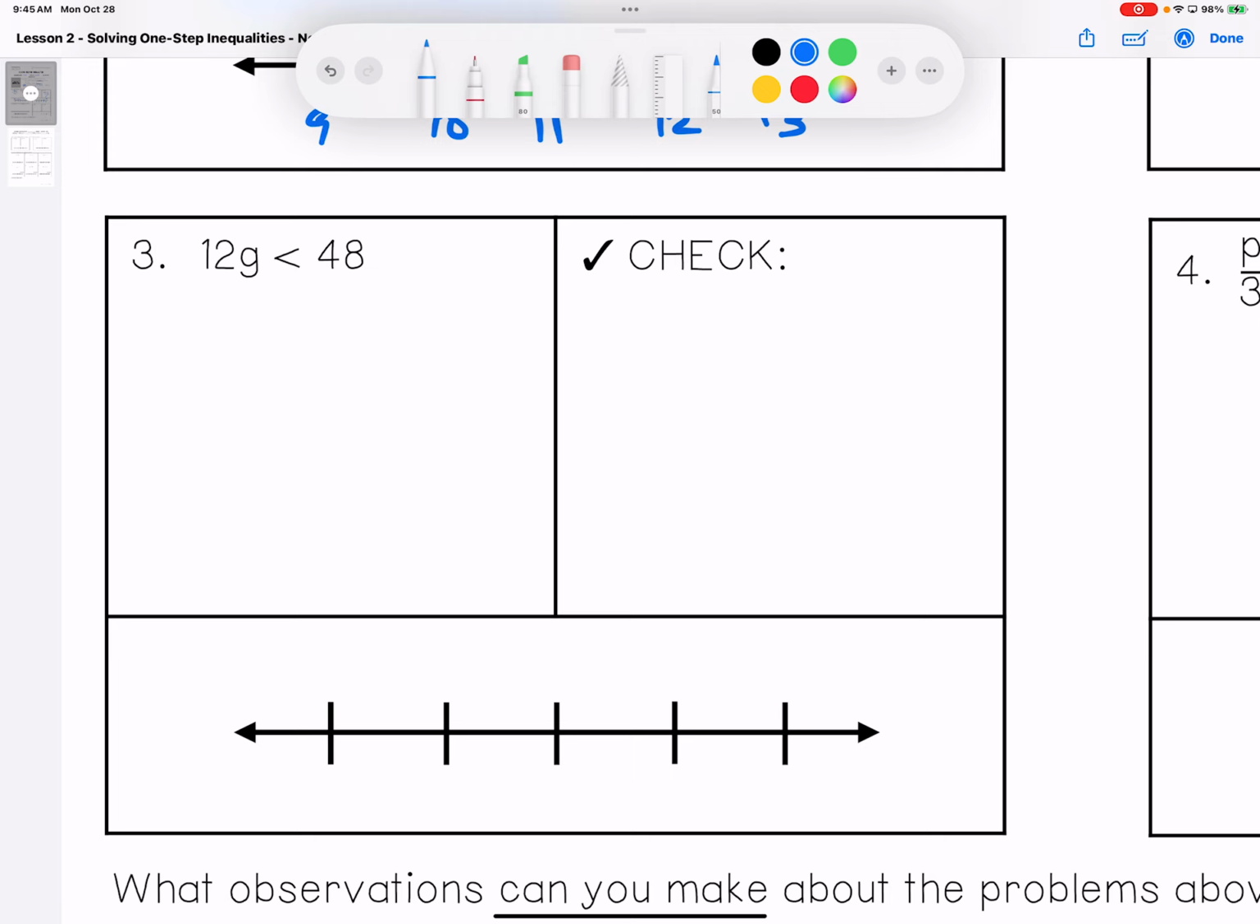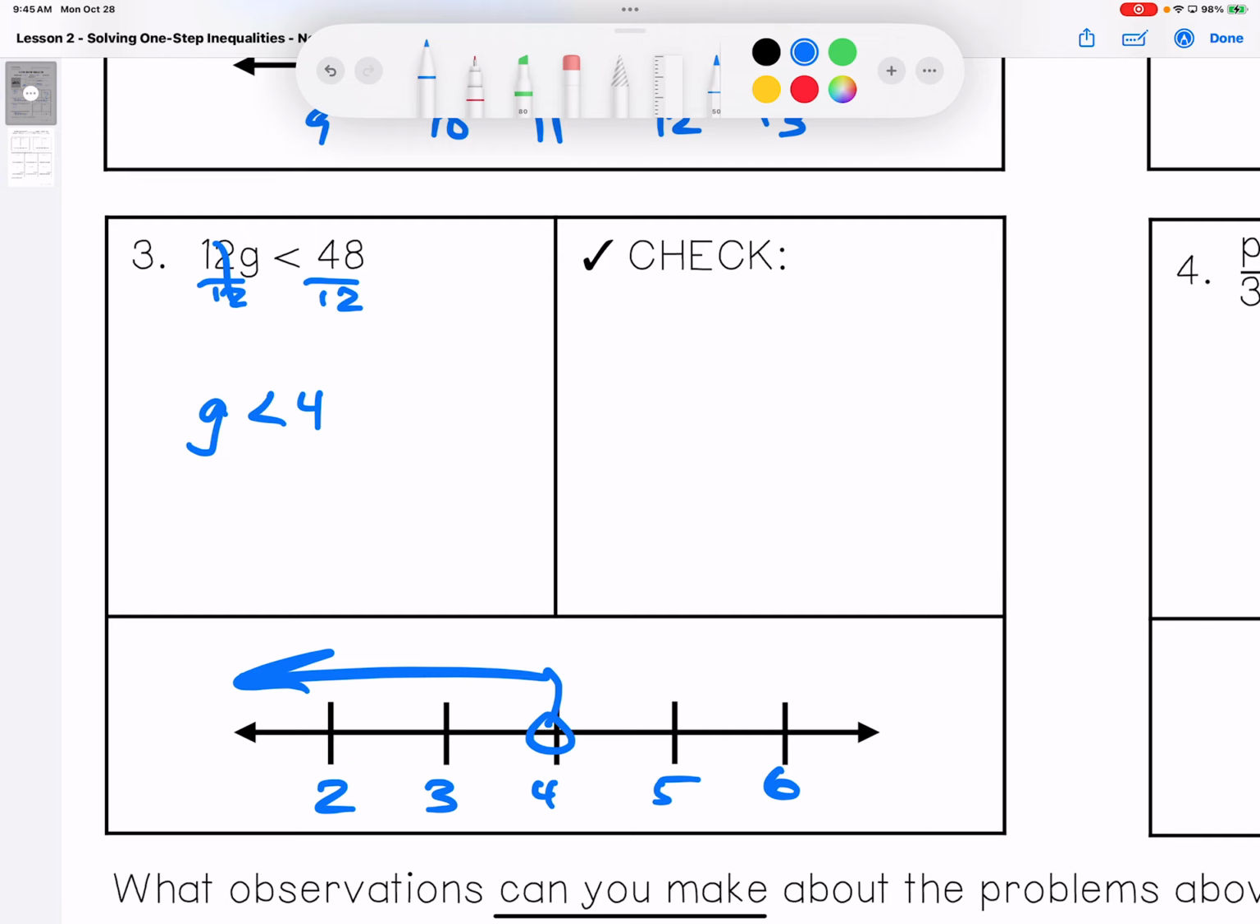Number 3, I'm going to divide by 12. And G is going to be less than or equal to 4. Put 4, 5, 6, 3, and 2. It's going to be an open dot on 4, and it's going to go to the left.